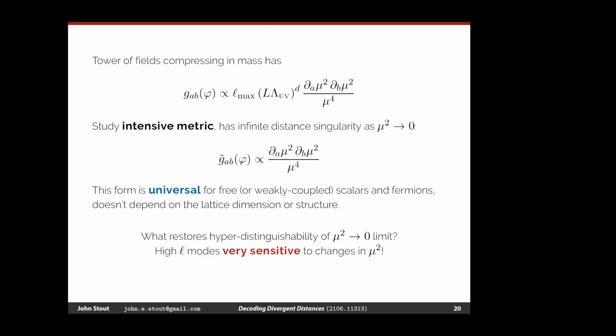Yeah, one question here. How are you regularizing the infinite sum? So yeah, there's a couple of ways of doing it.